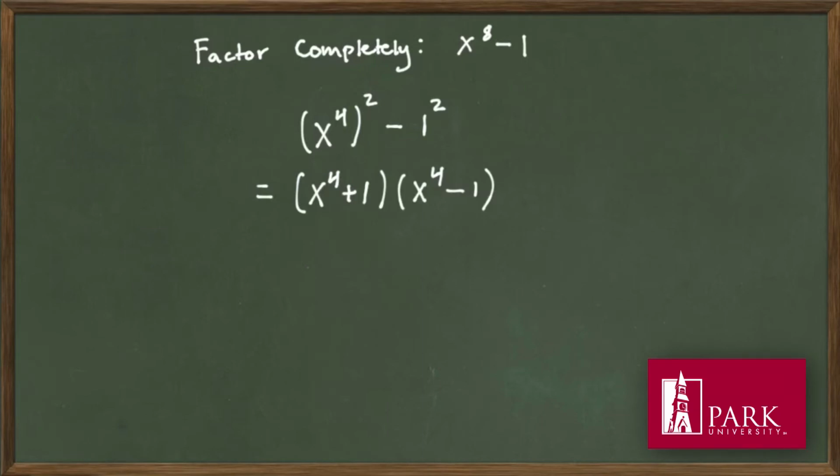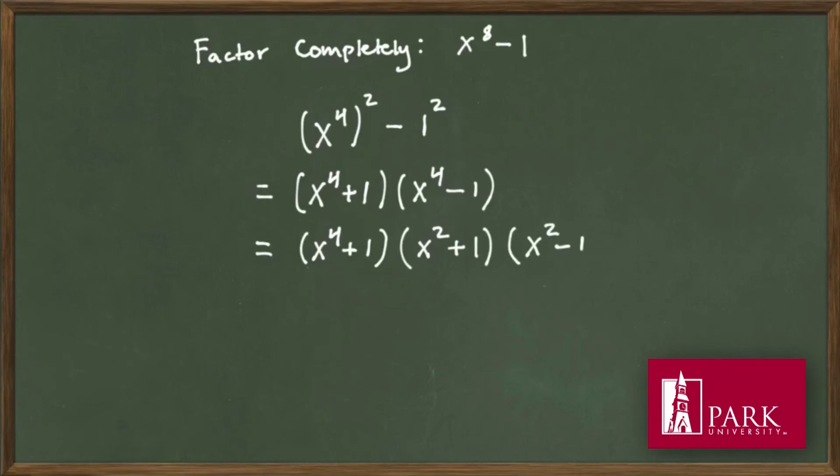But the second factor can, because it's the difference of two perfect squares. So we can actually factor this further. Our first factor is along for the ride, but our second factor will factor to x squared plus 1 times the quantity x squared minus 1. And now we have x to the 4th plus 1 times the quantity x squared plus 1, and neither of these factors will reduce any further because they're the sum of two perfect squares.